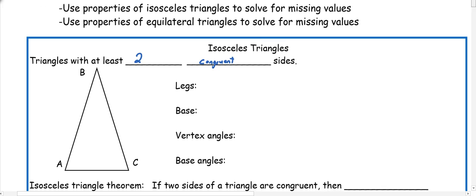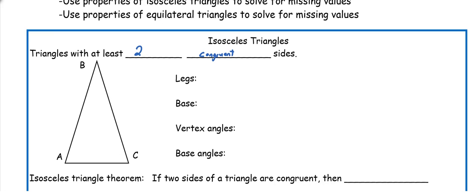So in an isosceles triangle, there's a couple of different parts to it. So we have our legs, which are the congruent sides. So we have a leg and a leg. The legs are the two congruent sides. The base then is the non-congruent side.